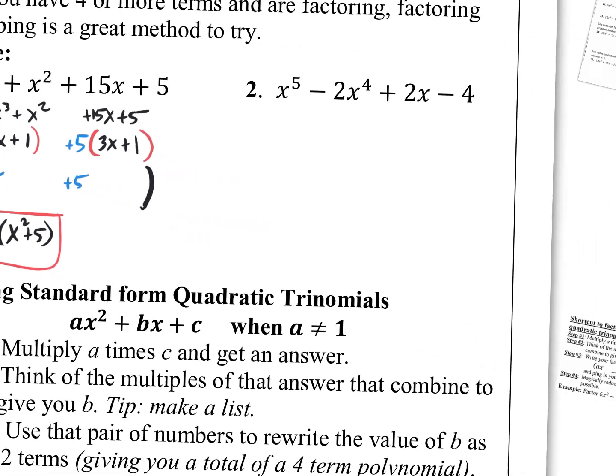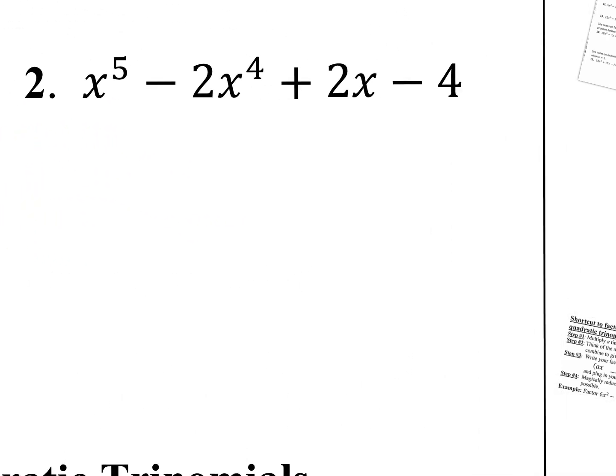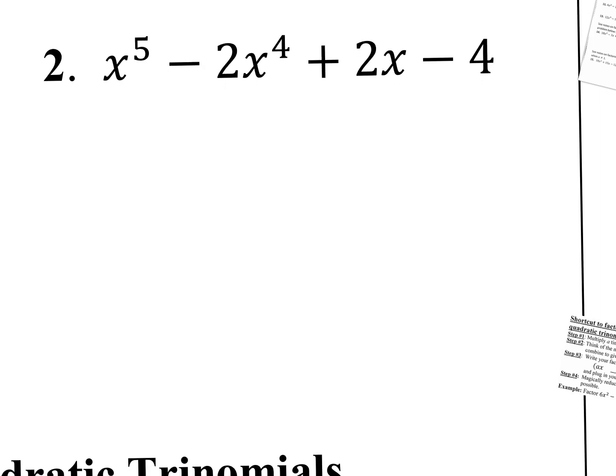Should we do another? Yes, please. Okay, let's do it. Step 1, what do we do? Separate into 2 groups. So what's my first group? X to the 5th minus 2x to the 4th. Second group, leave a space, positive 2x minus 4. Second step is to factor something out of both groups. Even if you can't, you have to factor out of one. But I could factor things out.